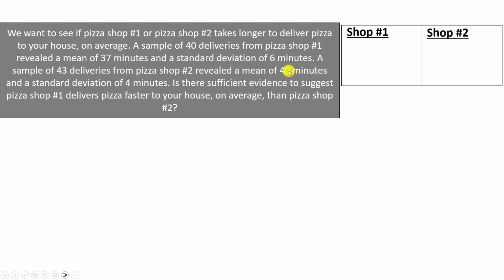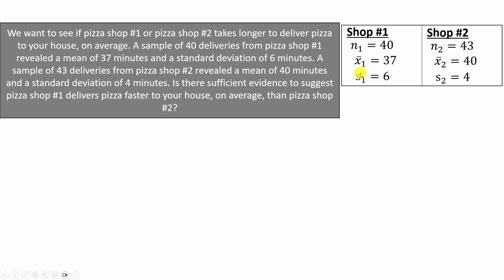So the first thing you should do is write out some of the given information. We had a sample size of 40 from our first pizza place, and we had a sample mean of 37. That's going to be x bar. And then we had a standard deviation of 6. That's going to be our s. From the second location, we had a sample size of 43, and we had a mean of 40, and we had a standard deviation of 4 minutes.